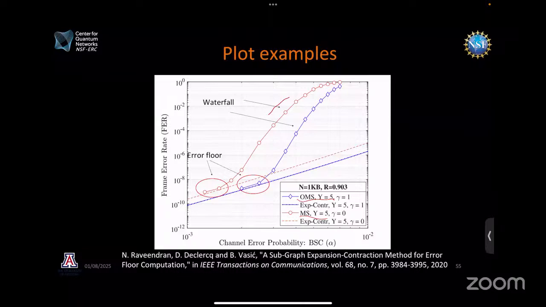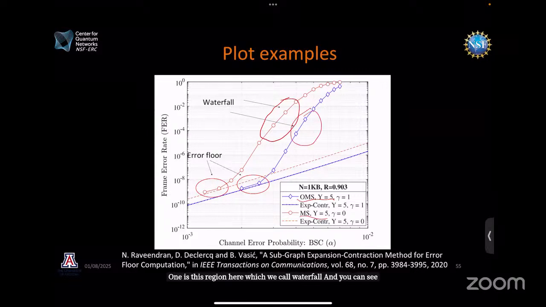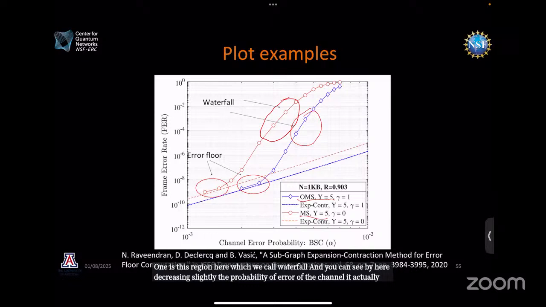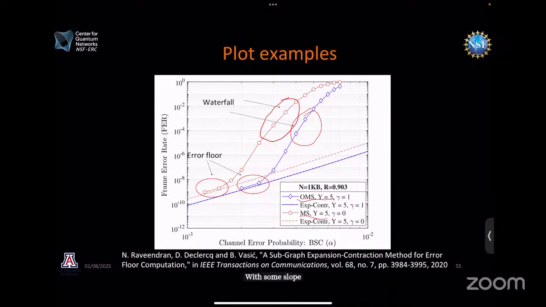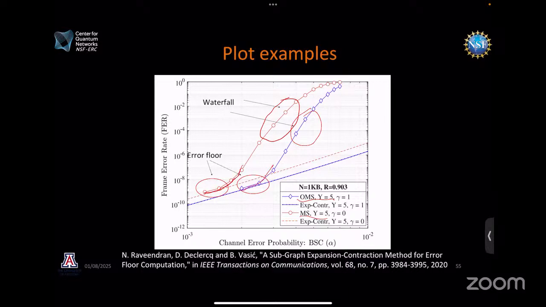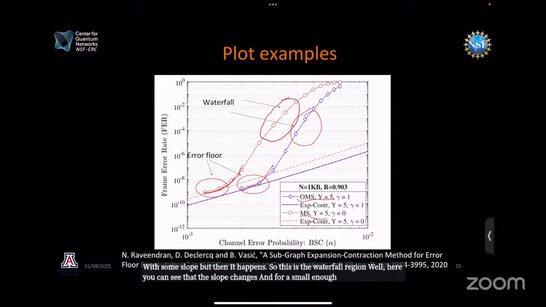One is this region here, which we call waterfall, and you can see that by slightly decreasing the probability of error of the channel, it actually makes the failure rate of the decoder drop as well with some slope. But then the slope changes, and for a small enough probability of error, this is what we call the error floor region.